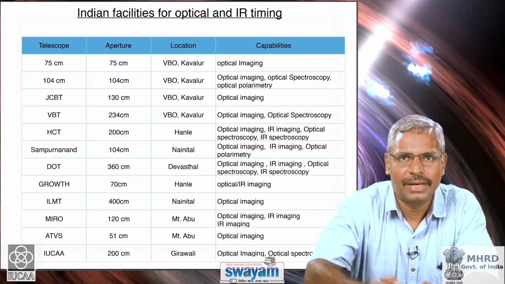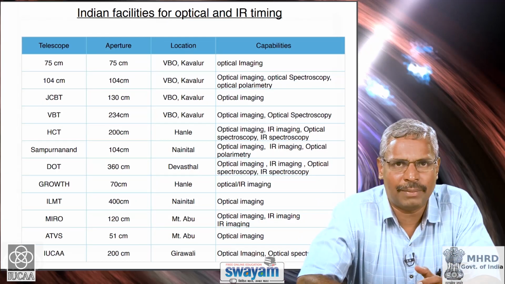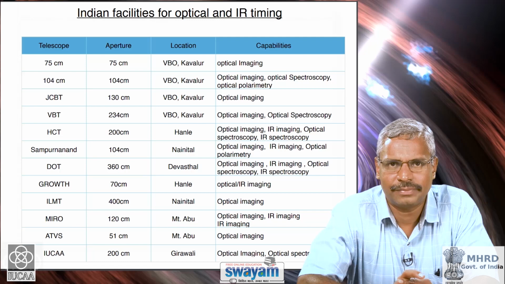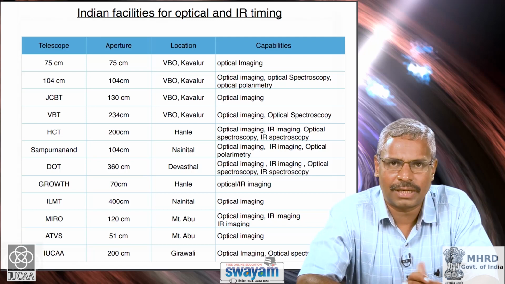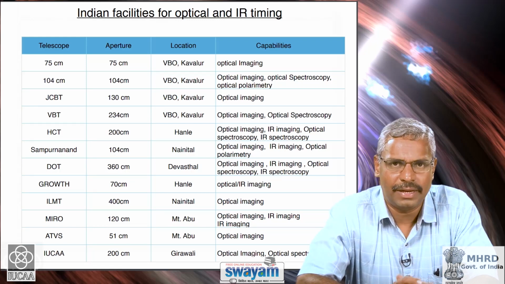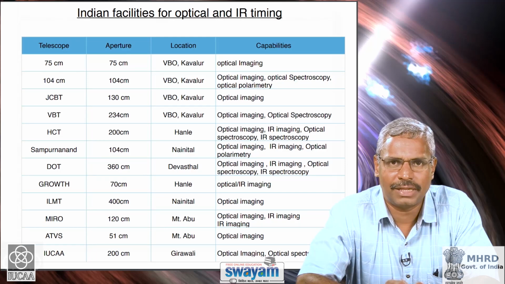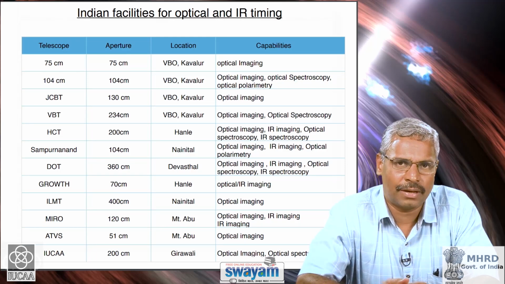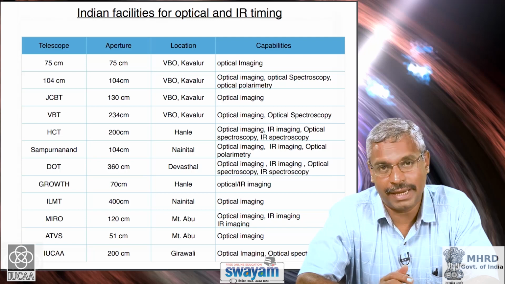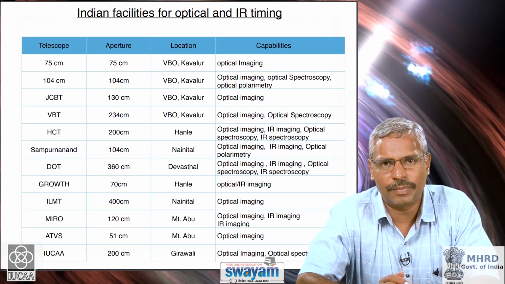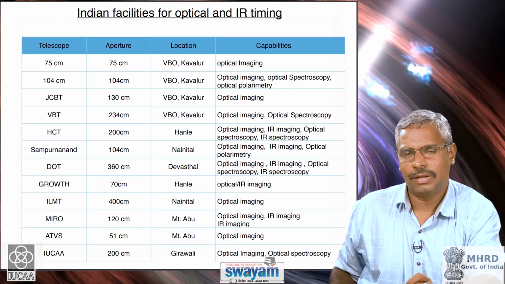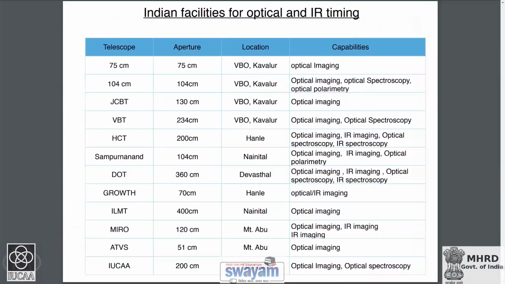Here I list some of the Indian facilities which are available for optical and IR timing. We have in Kavalur many telescopes starting from 75 centimeter to 2.34 meter. We also have the Himalayan Chandra telescope which does optical imaging, IR imaging, optical spectroscopy as well as IR spectroscopy. In Nainital we have a 1 meter telescope, we have a 1.3 meter. There is a new telescope coming up in Hanle called the GROWTH facility. There is another telescope coming up in Nainital Devasthal called the International Liquid Mirror Telescope project. We also have a couple of telescopes in Mount Abu and a telescope in Girawali.